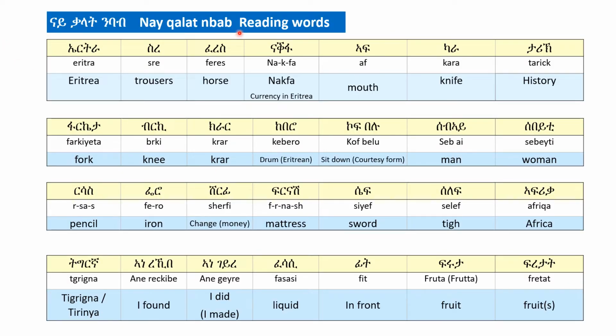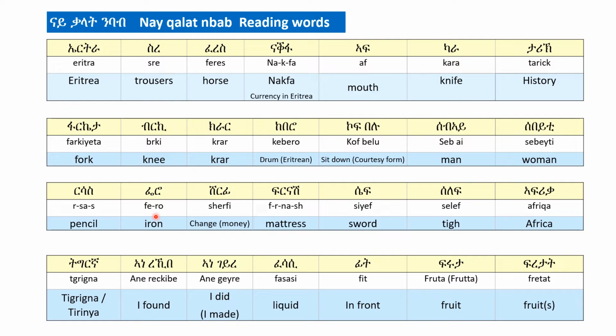Reading words. Eritrea, Sre, Feres, Naqfa, Af, Kara, Tarikh, Farketa, Birki, Kirar, Kebero, Kof, Belu, Sebay, Sebeyti.